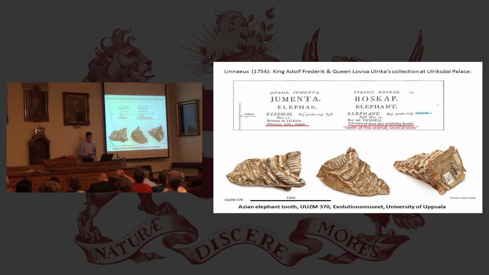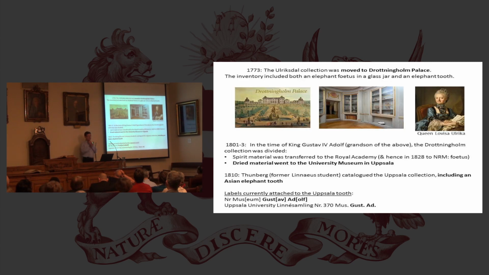Now, that fragment of tooth is currently in the collection of Uppsala, and Anthea has really shown the chain that links that extant fragment all the way back to Linnaeus. Ulriksdal collection, which is where Linnaeus originally studied it, moved to Drottningholm, and in fact that is the collection room which you can still go and see in the palace where Queen Lovisa had her collection, where Linnaeus himself almost certainly worked to study that collection.